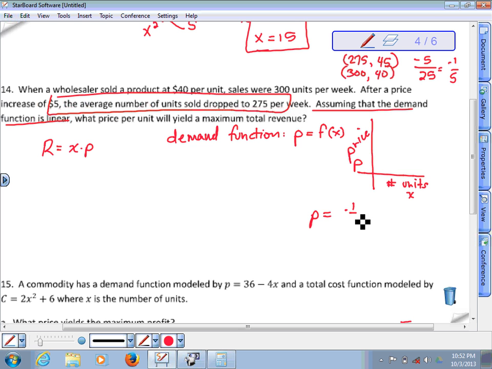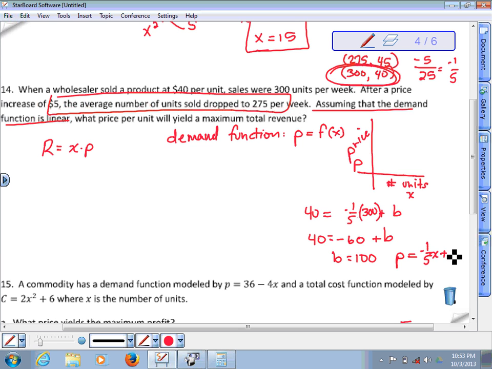so we know the slope is negative 1/5 x, but we don't know its b value, so we can choose one of the points and use it as x comma p. So p can be replaced with 40, x can be replaced with 300. Negative 1/5 of 300 is negative 60. If we add 60 to the other side, b is equal to 100. So the price function p, lowercase p, becomes negative 1/5 x plus 100.